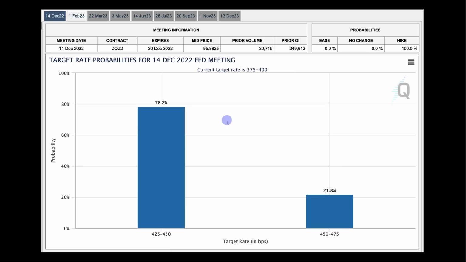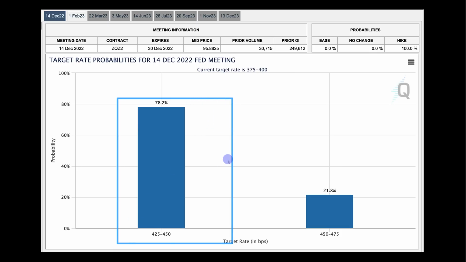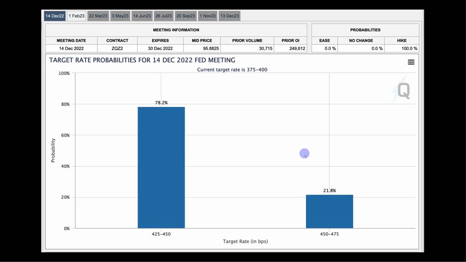What else do we got going on? Well, coming up very shortly on December 14th, we have the Fed decision to raise rates. As it stands right now, there's a 78% probability that we're going to be seeing a 50 basis point hike, and a small probability of a 75. So chances are, by the tone of what the Fed said, we're going to be getting a 50 basis point hike. Where would that take us?